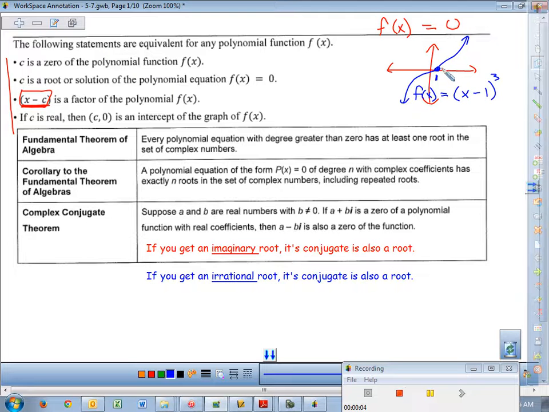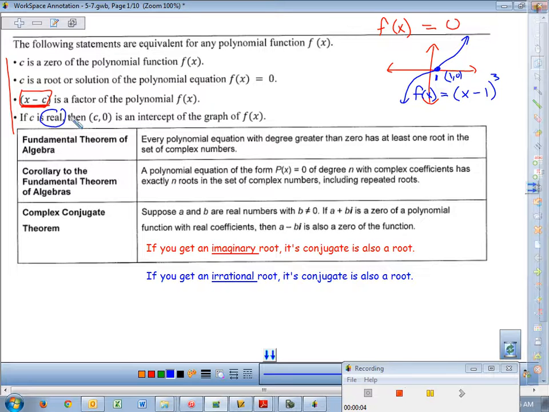Well, 1 is a root, but isn't x minus 1 in quantity a factor of that? And if c is real, then c comma 0 is an intercept, so this is the point 1, 0. Interesting. If c is real.